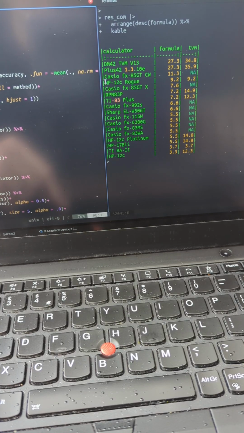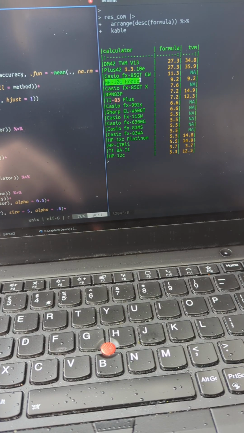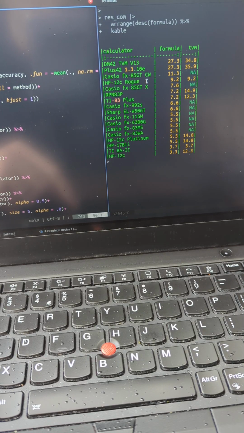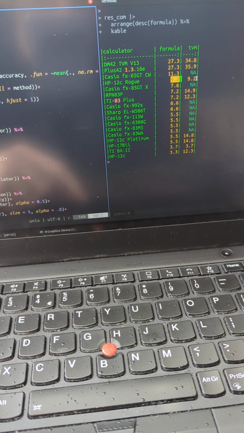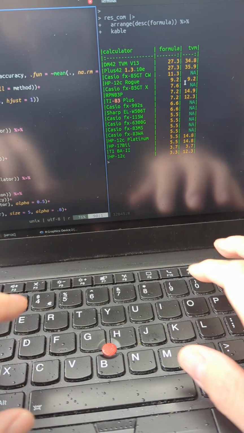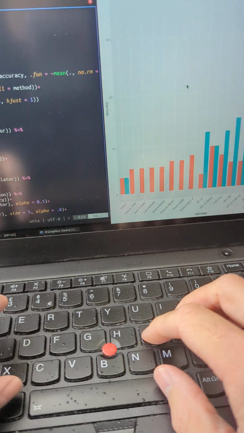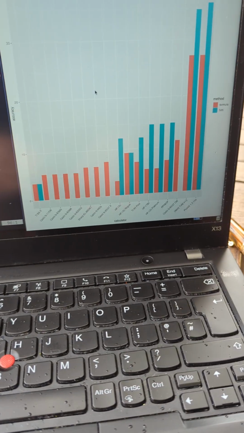Now the HP 12 Rogue is a Rogue 12C, which we think was made around 2023, maybe 2024. That has got 16-digit precision, and so it pulls in a very reasonable score on the formula of 9.2. But like the TI BA2 from the 80s, it shows no improvement with the TVM solver. It's pretty bad.